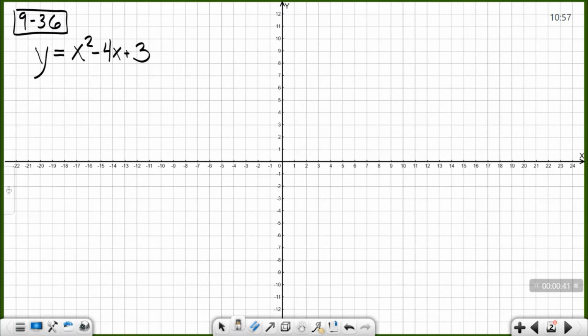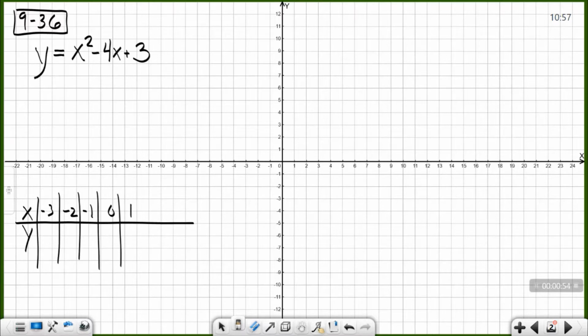Well, I'm going to remind you that what we did was we chose the values of x. We just created for ourselves a little xy table, and we picked values of x like -3 to 3. And then we plugged each of those values into the equation to find the corresponding y value.